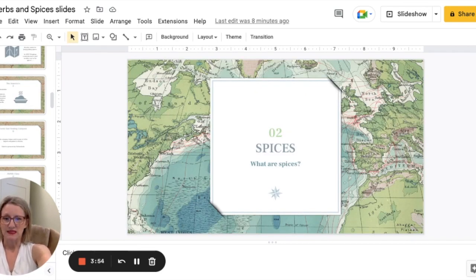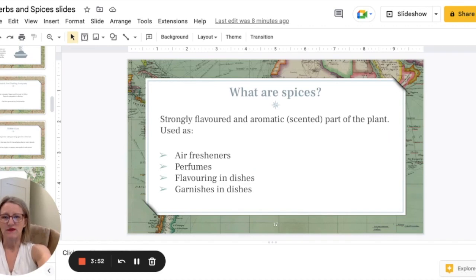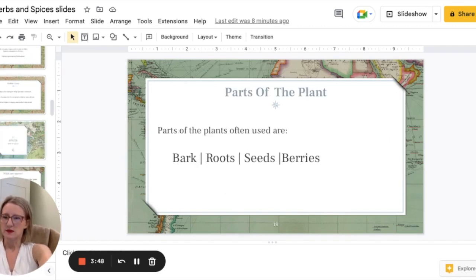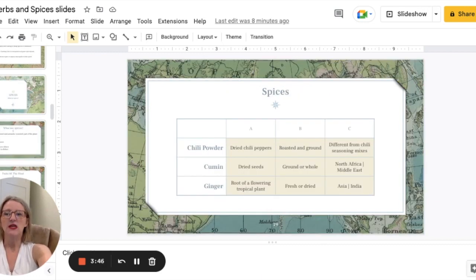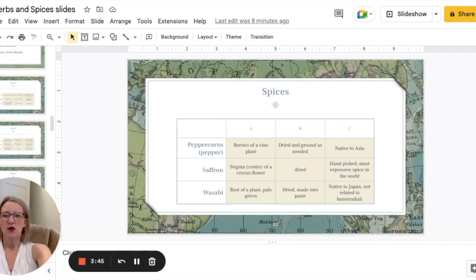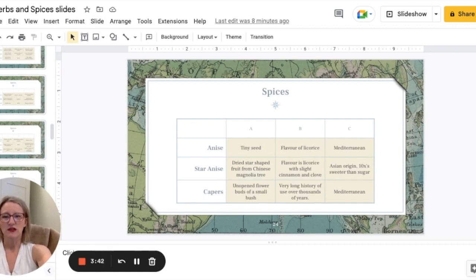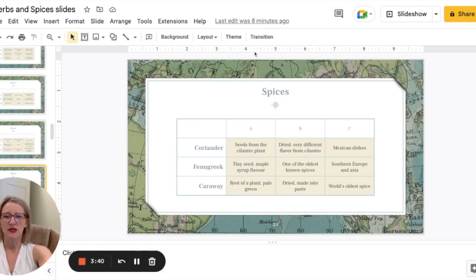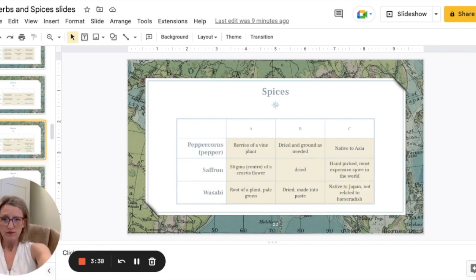And then we get into the spices section. So spices, definitions of what they're used for, parts of the plants that they come from generally, and then charts here on spices. The first section in the chart is going to be information about the food and where it comes from.